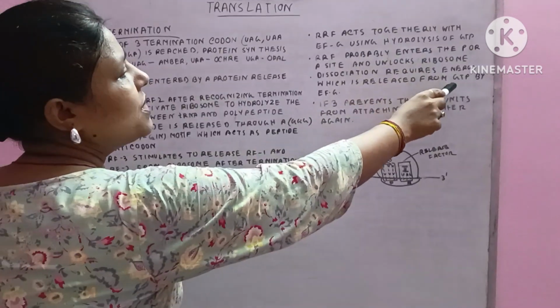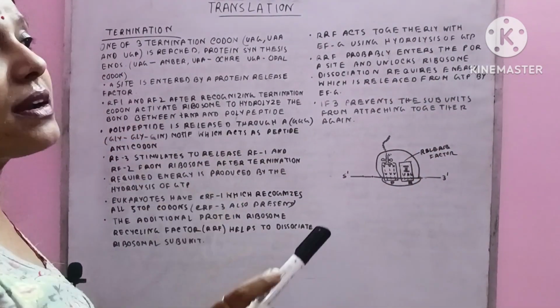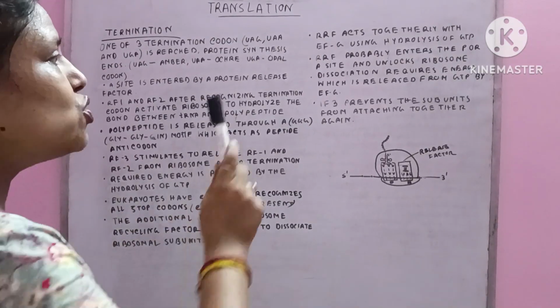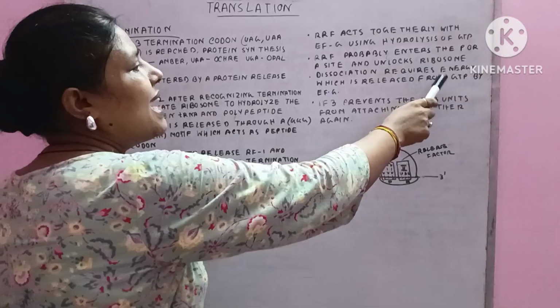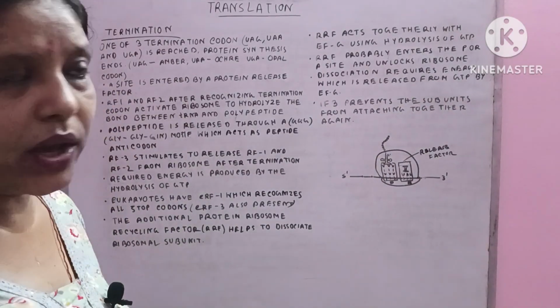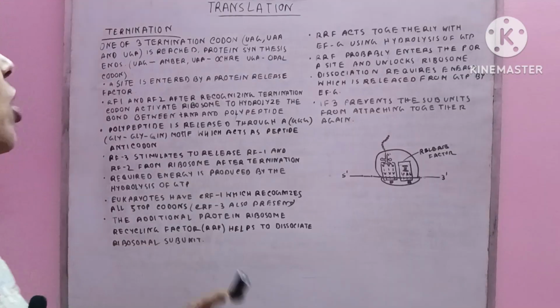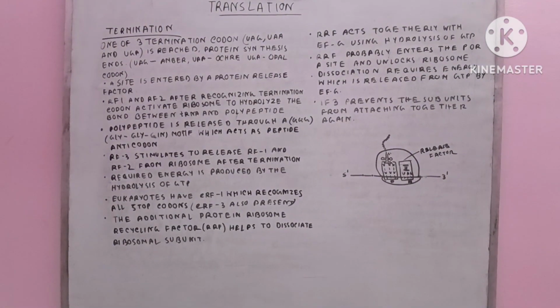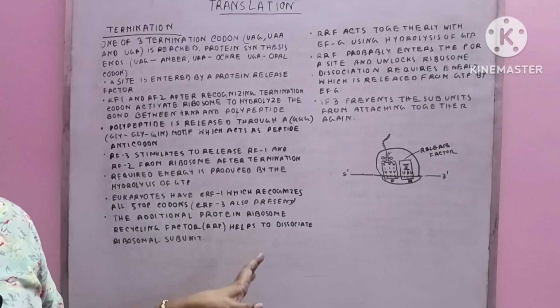One important thing is that dissociation requires energy. This comes from GTP, and the elongation factor helps release this energy by hydrolyzing GTP. So this is the termination process of translation, and I think you can clearly learn from here.